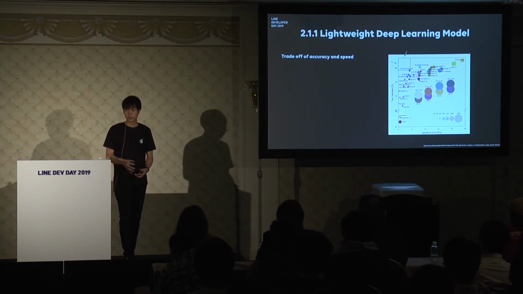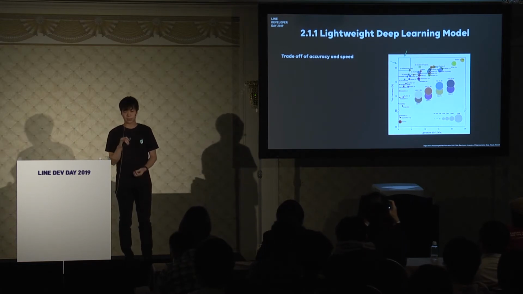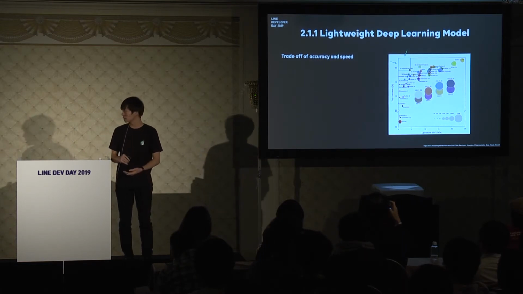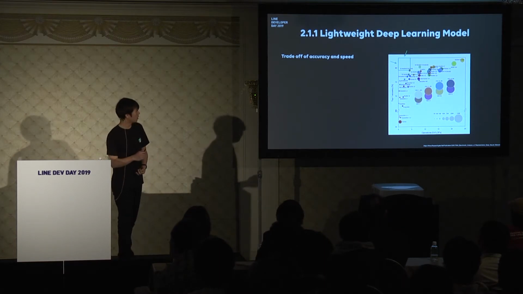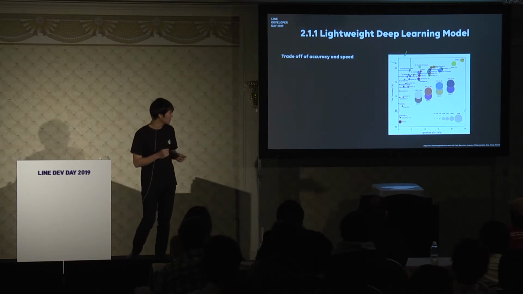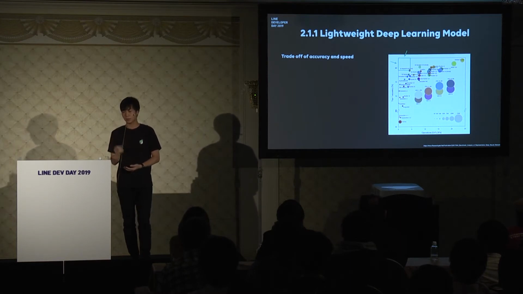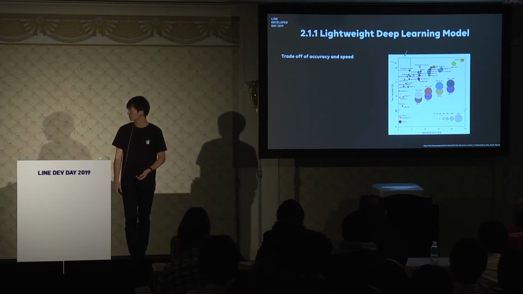We focus on the green square part which is placed in the left top corner. We knew then that the greater the number of operations, the higher the accuracy. But we have to run the model on the device. So we have to get really small operators and get really high accuracy. So I said trade-off of accuracy and speed, but we don't trade off.